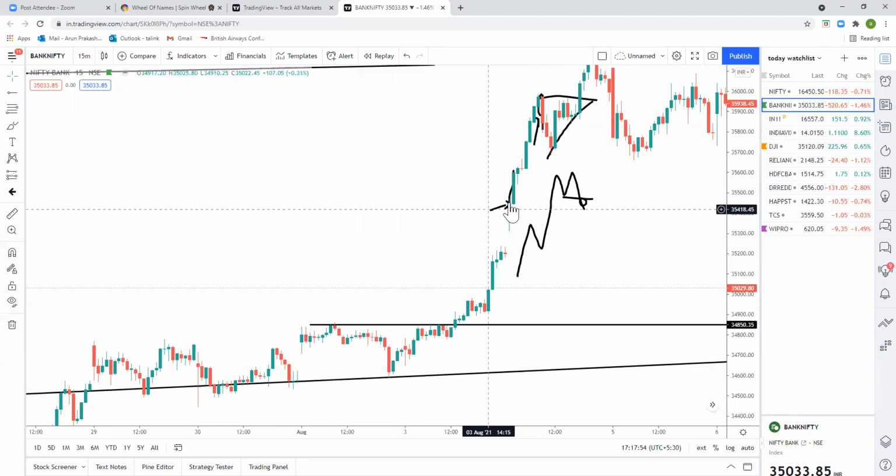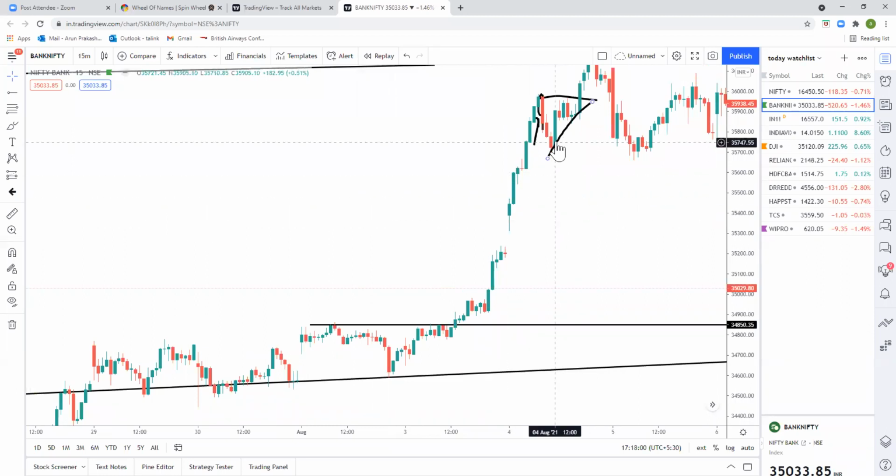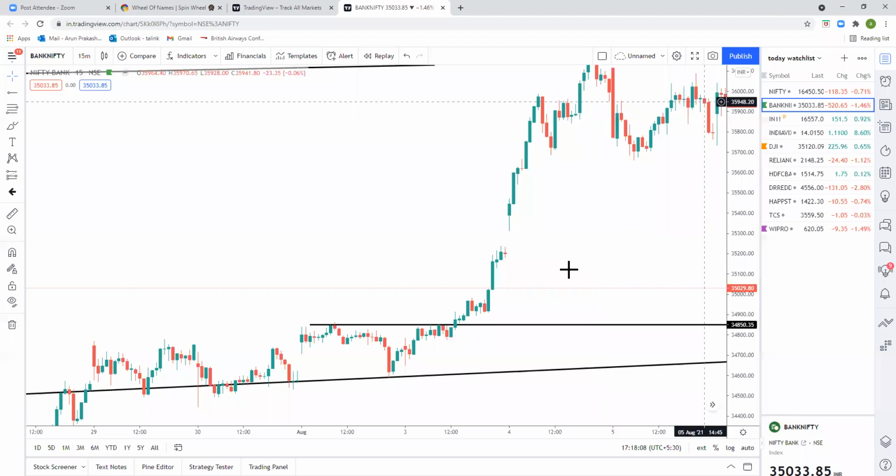Yeah, please, my general advice to all of you here, if you are trading in Bank Nifty or Nifty, please do not watch anything lower than 5 minutes. 5 minutes is something which you should follow as an intraday trader, not below that.